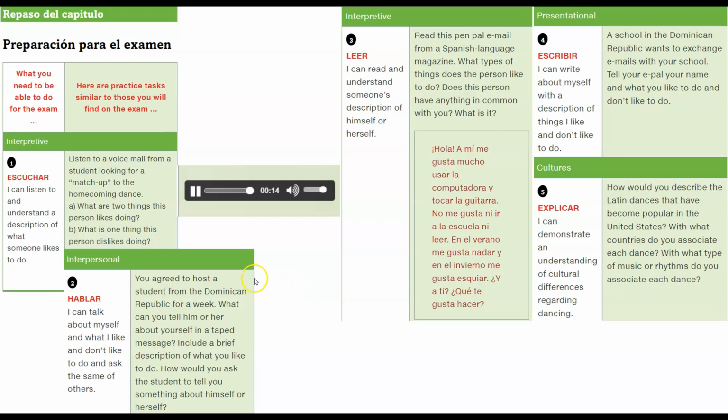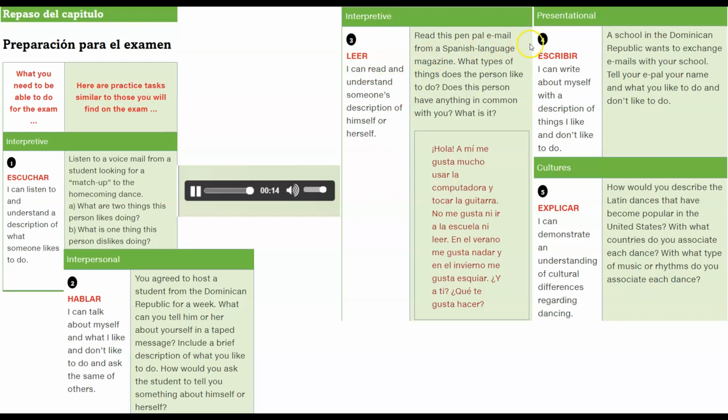You agree to host a student from the Dominican Republic for a week. What you can tell him or her about yourself in a taped message. Include a brief description of what you like to do. How would you ask the student to tell something about himself or herself? Can you interpret, right? Read. I can understand someone's description of his or herself.